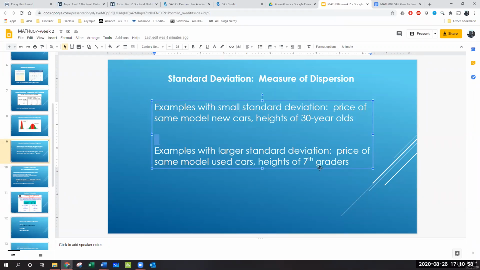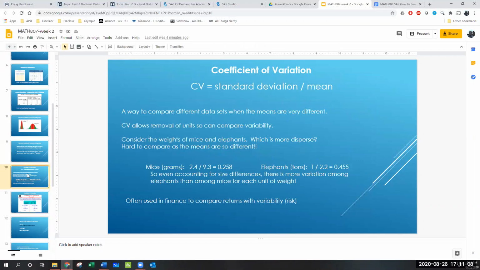And then, of course, height of 7th graders. Well, you could have 7th graders that have big growth spurts, right, and ones that haven't grown yet. So there's going to be a bigger difference between those heights than there would be between 30-year-olds. So that's just some examples. Now, the coefficient of variation is basically a way of comparing apples and oranges.